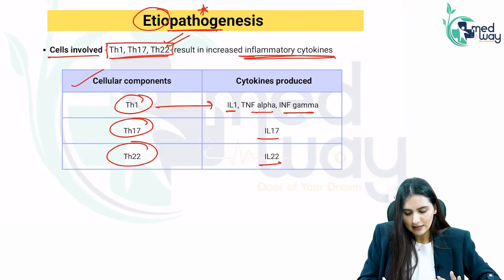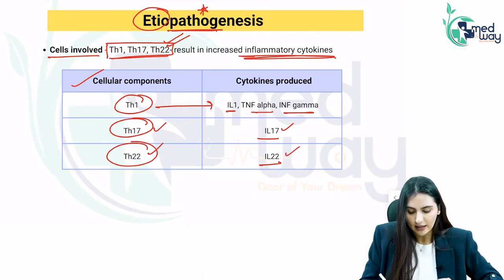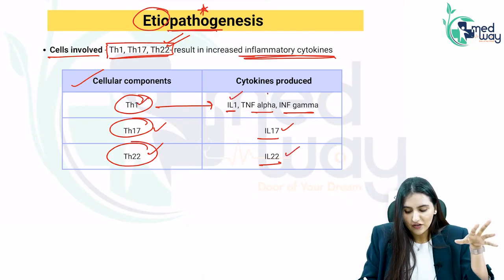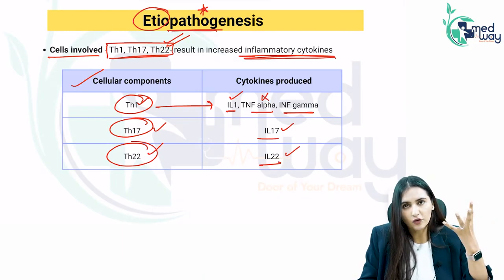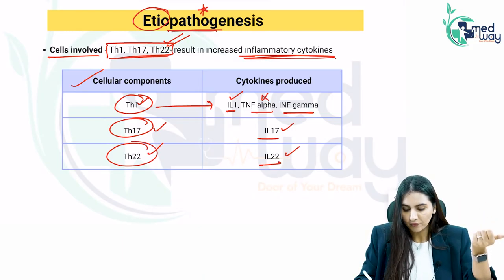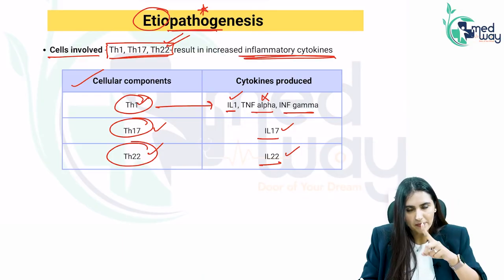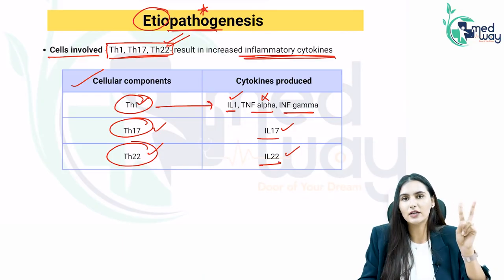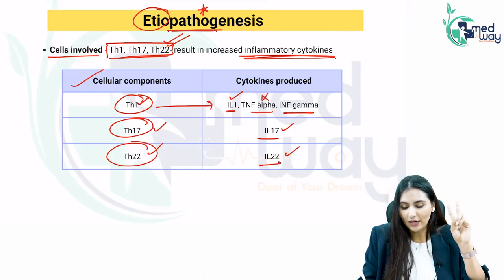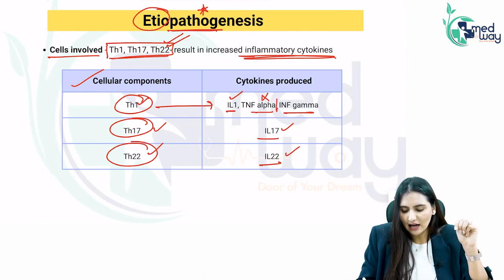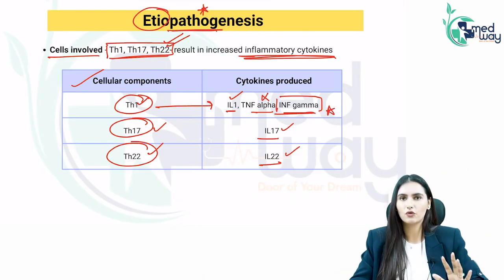How to remember? 17 and 17 is fine. 22 and 22 is fine. Th1, interleukin 1 is fine. TNF alpha, see, alpha is also the first, A is the first alphabet. So you can remember, in 1 there is alpha and in 1 there is 1. So Th1 is going to be interleukin 1 and TNF alpha. That is fine. Just remember, along with alpha, another weird thing, gamma, is going to come over here. This is how I used to remember.